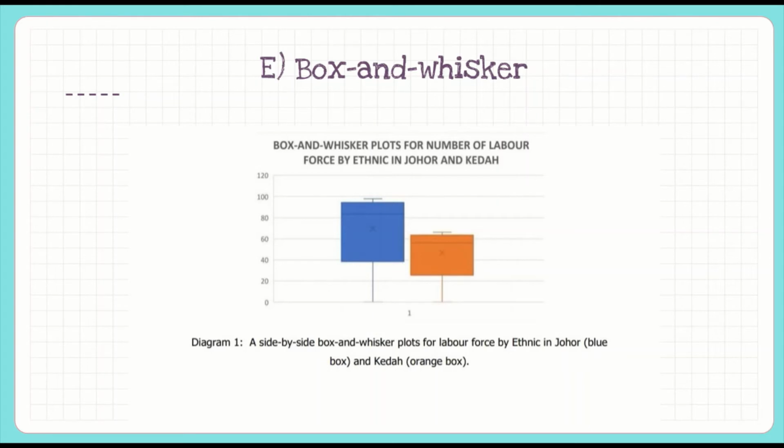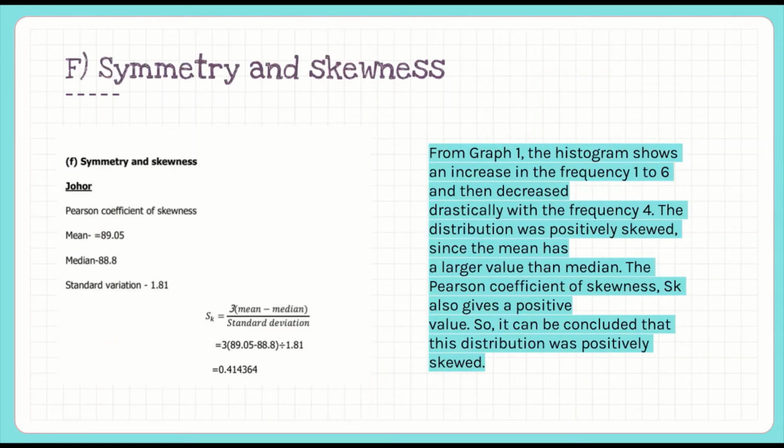So for this data, the biggest and the smallest values are 97.8 and 85.8 respectively, which are clearly still in the range of the lower inner fence 67.8 and upper inner fence 115.8. Hence, from the calculation, the diagram of box and whisker plots for the number of labor force by ethnic group in Johor and Kedah is obtained.